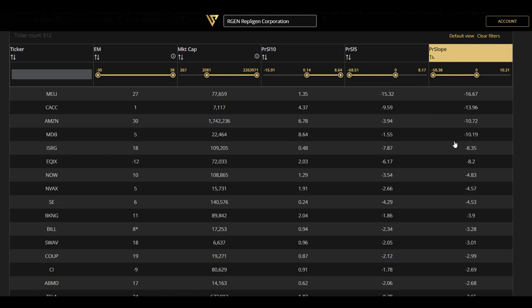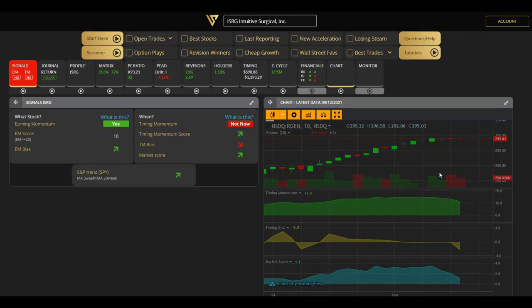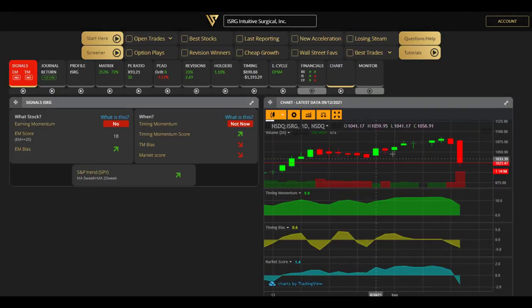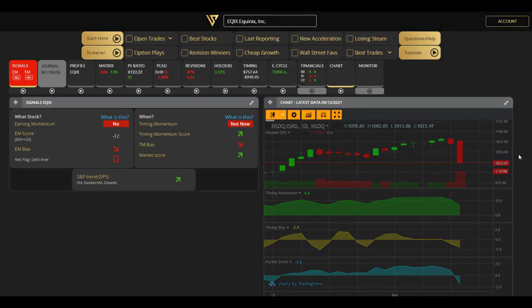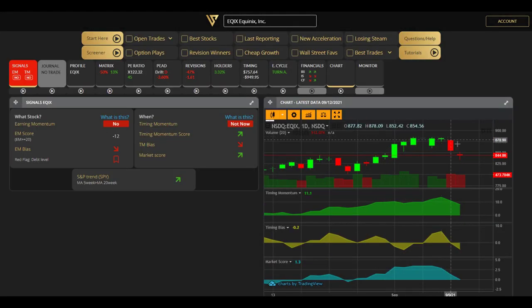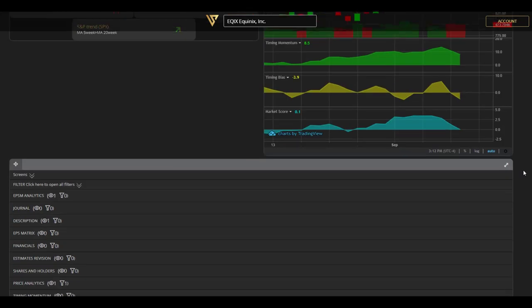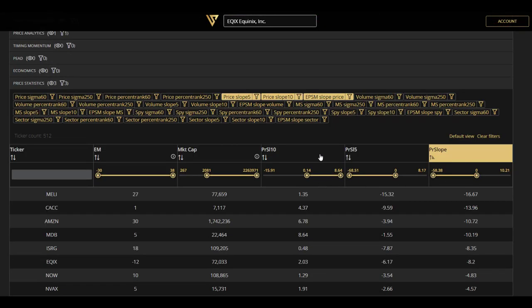So what I'm getting here are names like ISRG. ISRG is up, up, up, and all of a sudden reversing, right? Another example is EQIX, right? So up, up, up, and then reversing, okay? So that is easy. Always taking the 10 days going up overall, and then tweaking the 5 days and tweaking the price slope, all right?